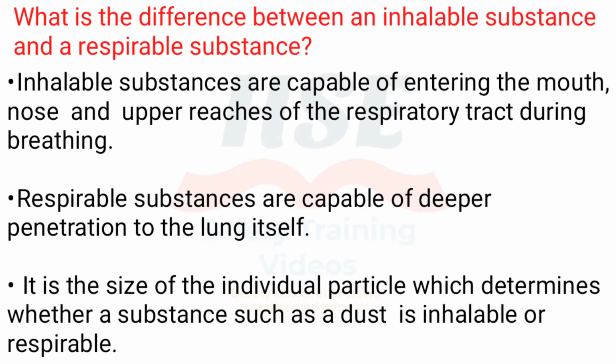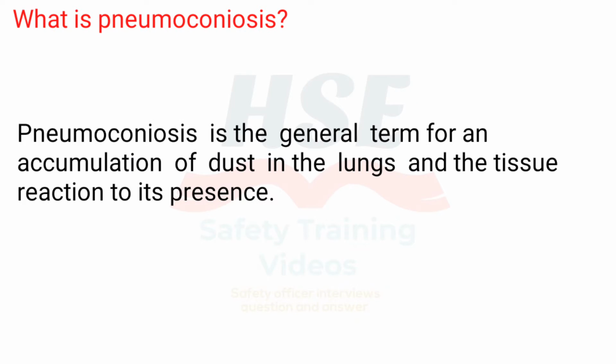What is the difference between an inhalable substance and a respirable substance? Inhalable substances are capable of entering the mouth, nose and upper reaches of the respiratory tract during breathing. Respirable substances are capable of deeper penetration to the lung itself. It is the size of the individual particle which determines whether a substance such as a dust is inhalable or respirable.